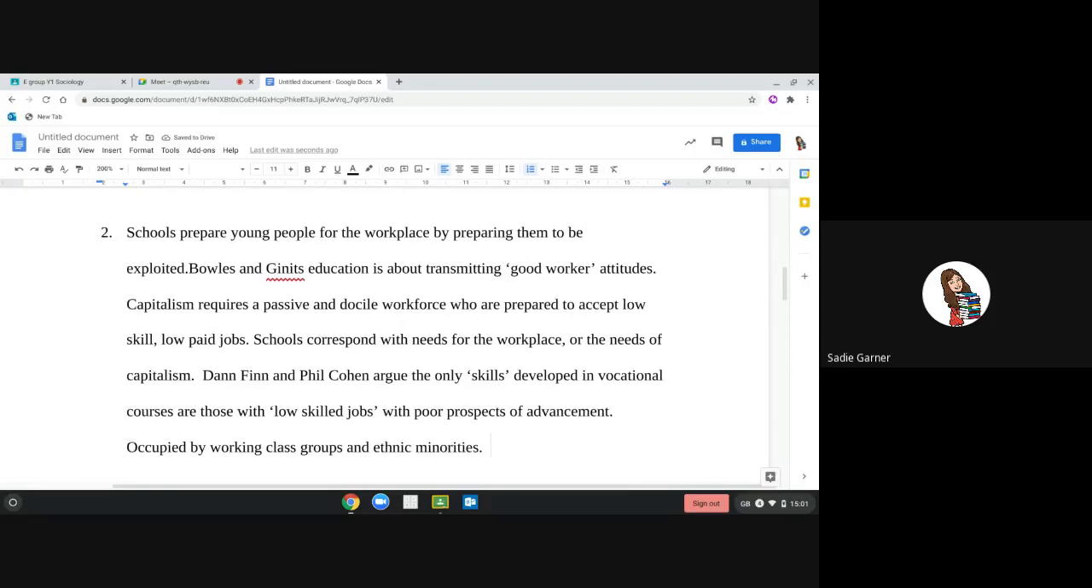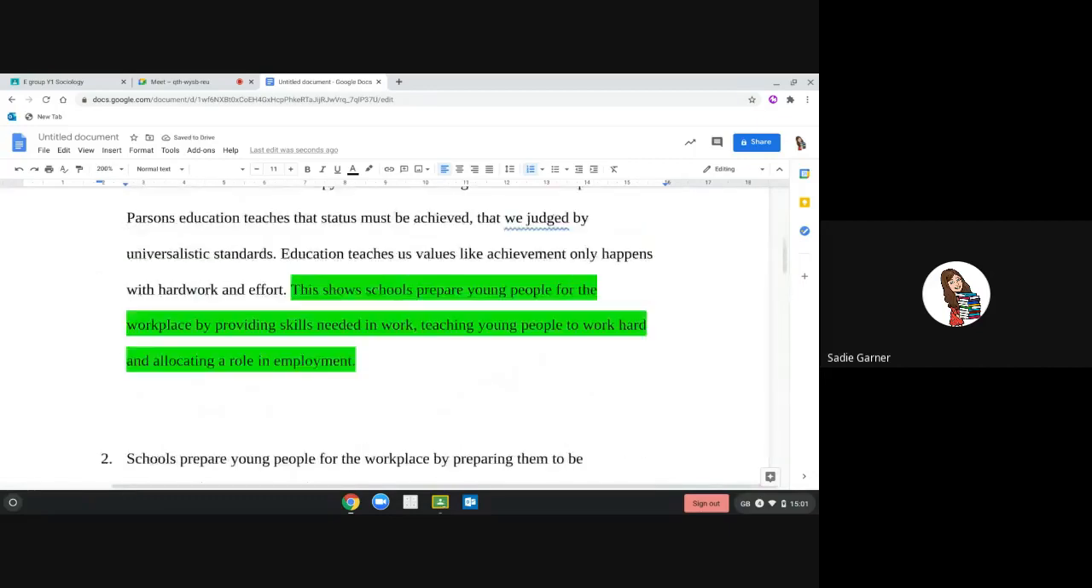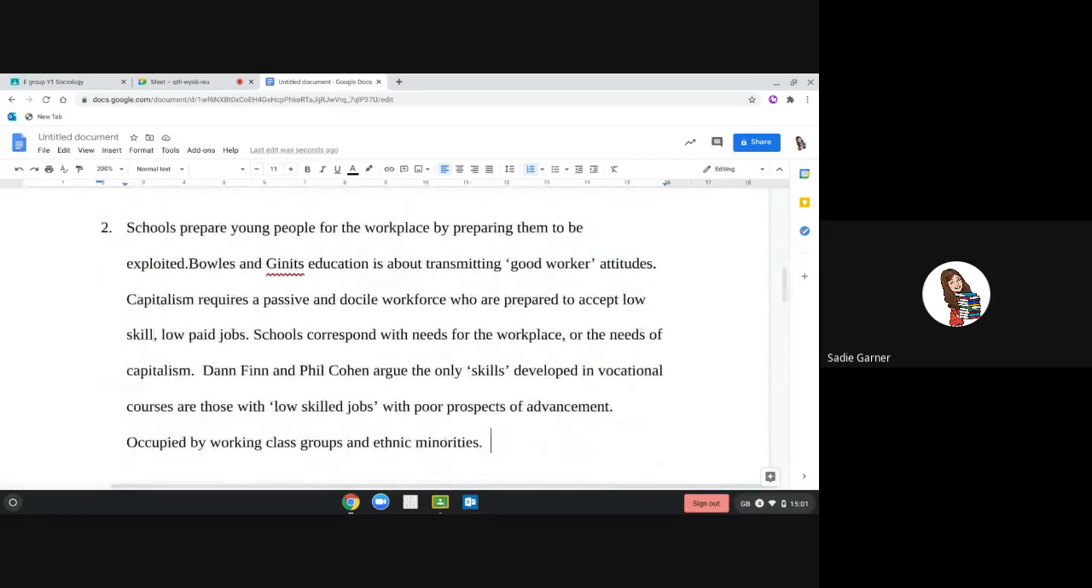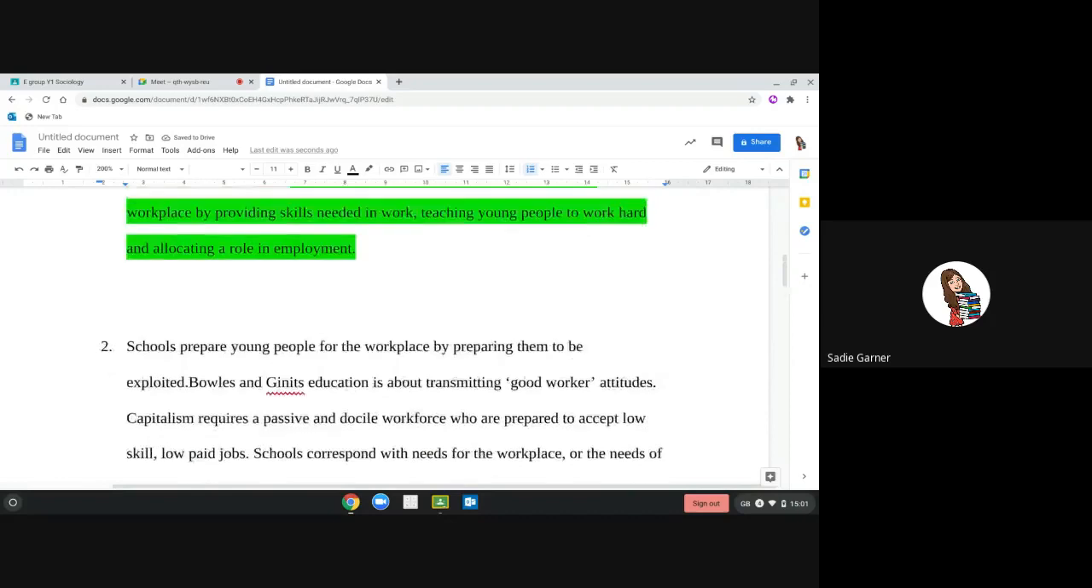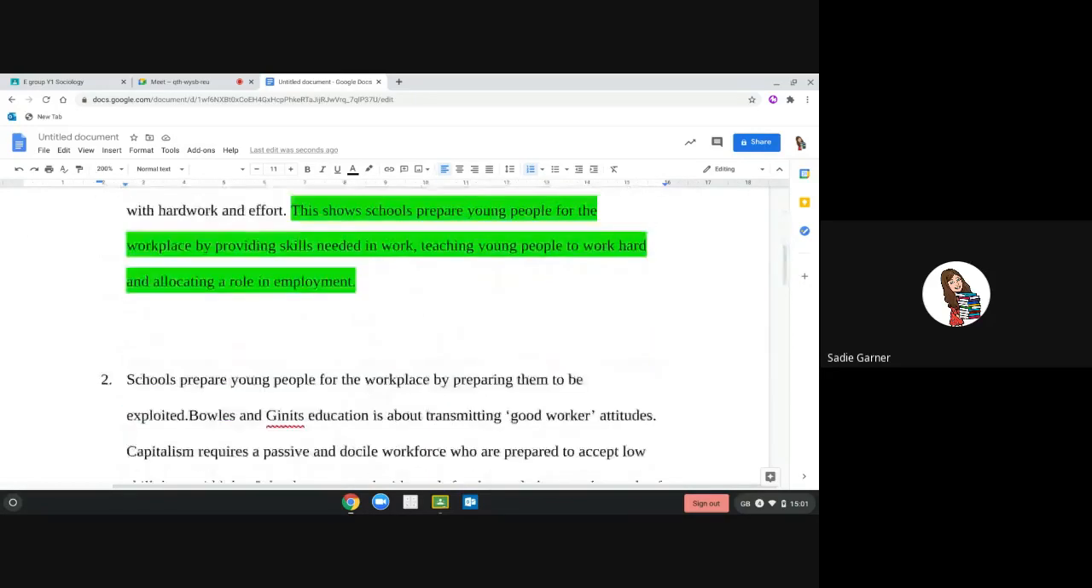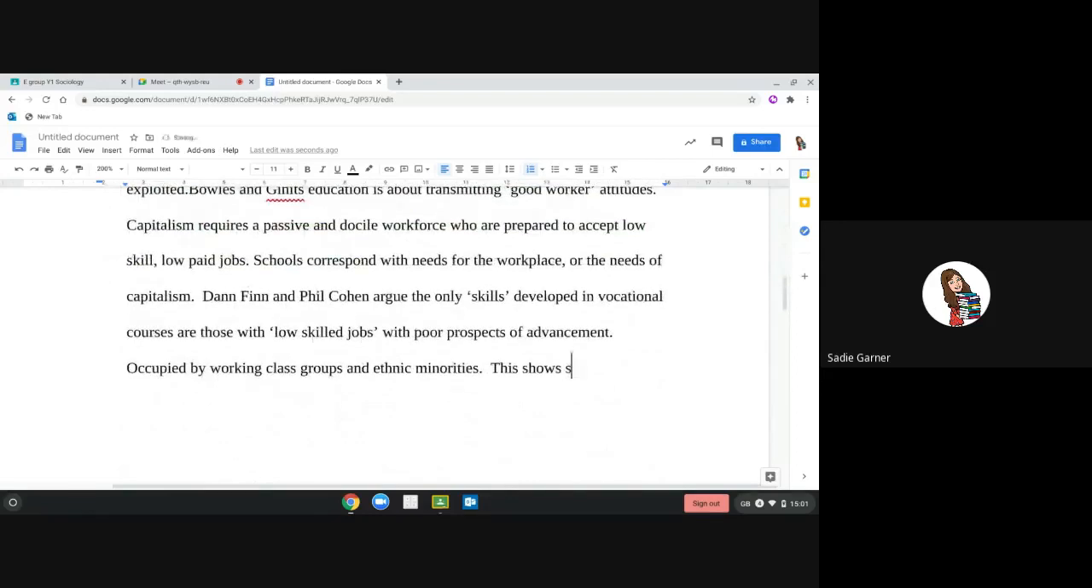So I aim for three, but it doesn't really work here. I've got two. But use the concepts they use, still good knowledge. At the end of that paragraph, I've got this shows. Must have this shows at the end of every paragraph. So this shows, and I use the phrasing of the question. This shows schools prepare young people for the workplace.